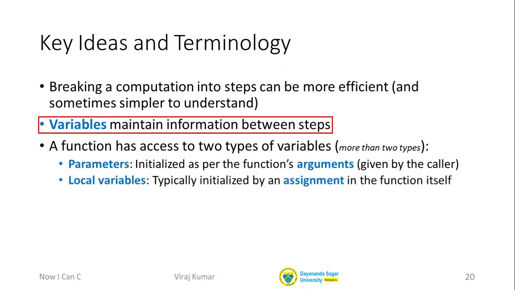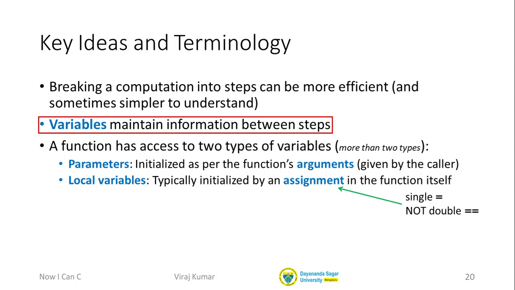But the function can also declare what are called local variables. So this variable half power that we declared inside the power function was a local variable. Only the power function can look at that variable and modify it. And to set that variable's value, we use an assignment. We use a single equal to.